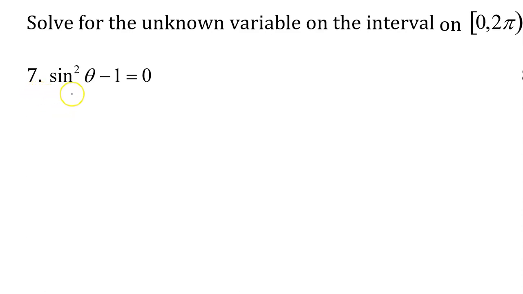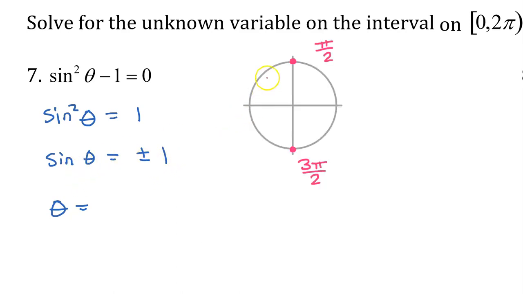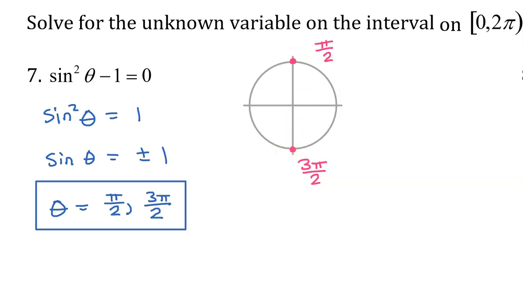Number 7 is not a multiple angle problem, so we should be able to solve it pretty easily. Adding 1 to both sides, we have sine squared theta is equal to 1. Taking the square root of both sides gives us sine theta is equal to plus or minus 1. So the sine of what is equal to 1 or negative 1? Sine is the y value on the unit circle, so the sine of pi over 2 is positive 1, and the sine of 3 pi over 2 is negative 1. So that's it for number 7.